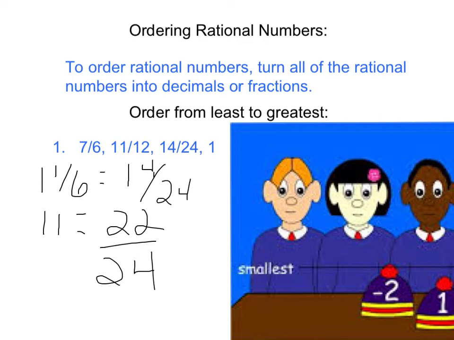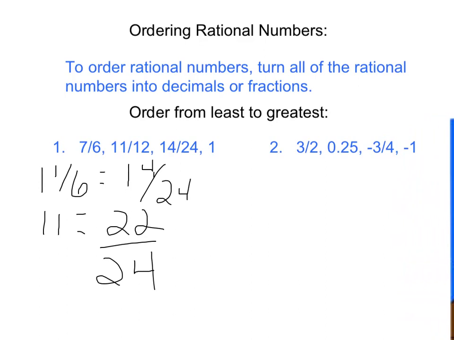Now it's easy to see what order our numbers go in from least to greatest. Our smallest number is 11/12, then 14/24, 1, and the largest number is 7/6. Please take a moment to pause this video and record this example in your notes and try the next example on your own.